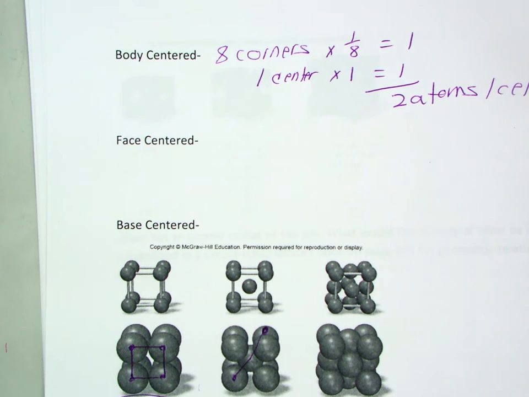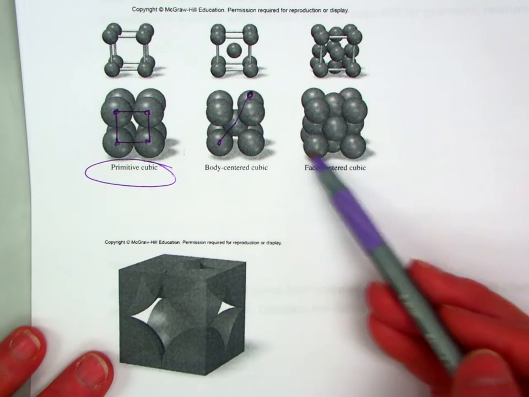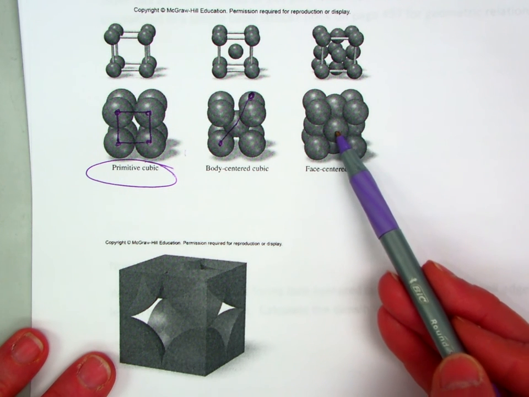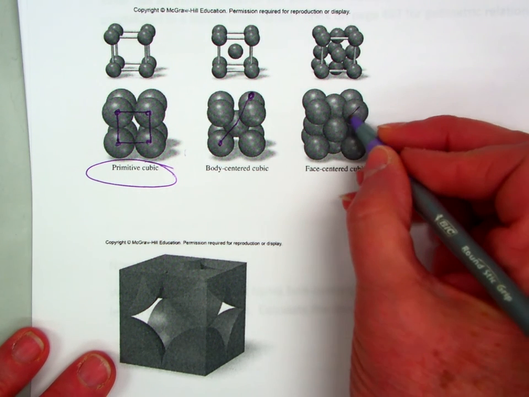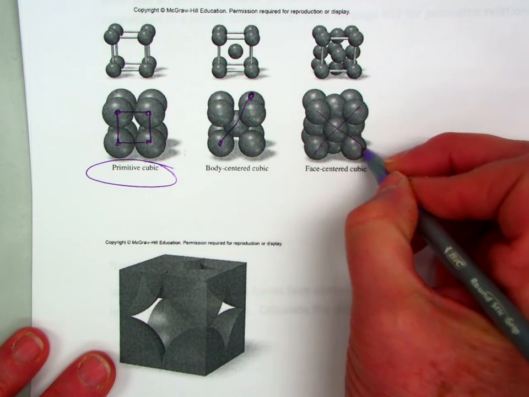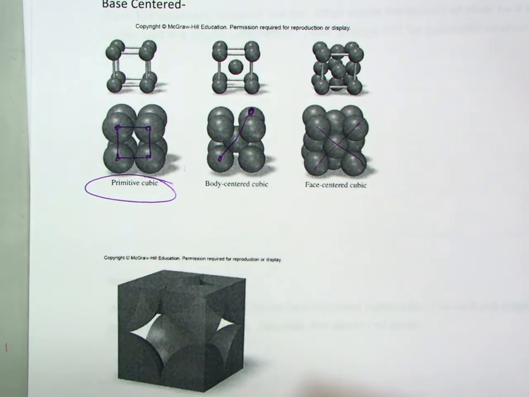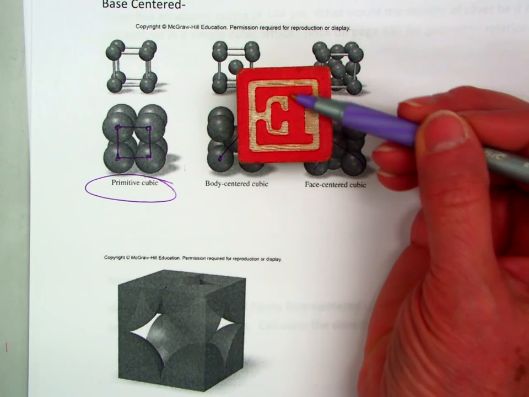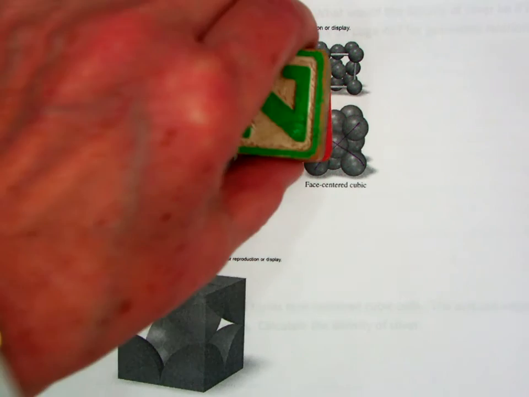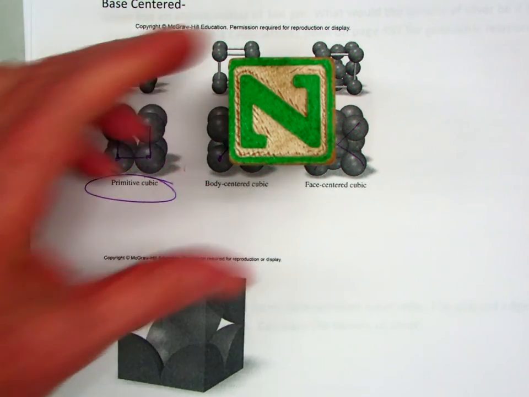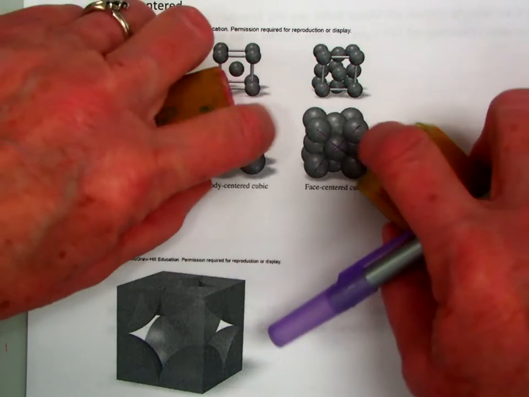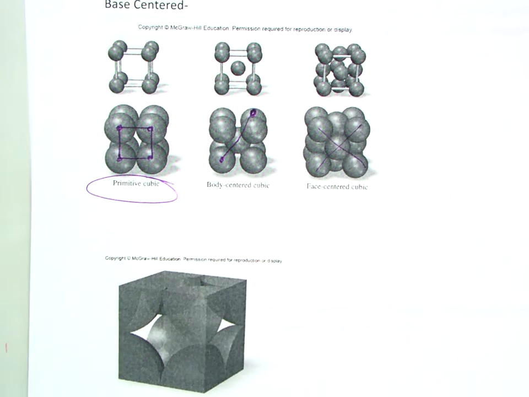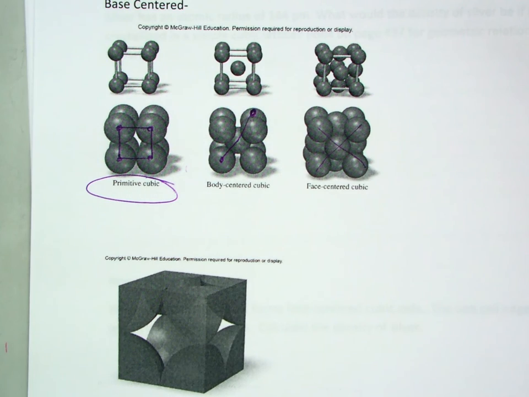Now, the next kind is face-centered. And you'll see in the three-dimensional drawing here that you have an atom sitting in each face. And if I draw lines from corner to corner, they touch, and corner to corner the other way. So in my cell, I can think of this atom sitting right here. If it's right here in the face, how many cells share that atom? 2, right? So if 2 cells are sharing it, then the cell owns half of it.